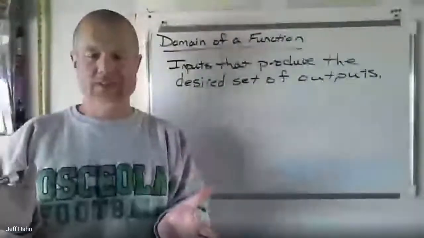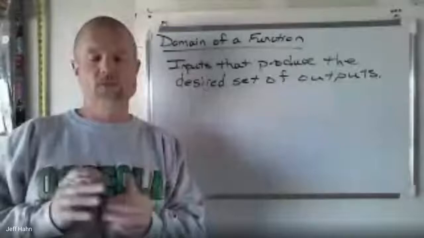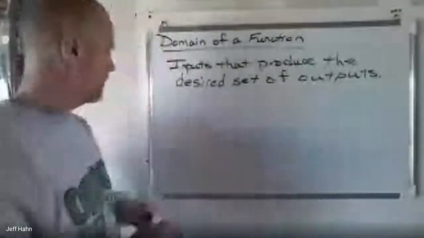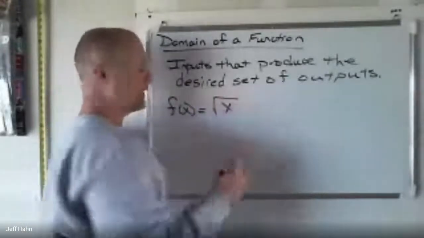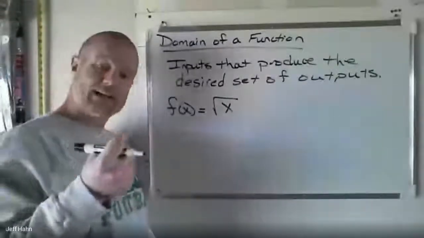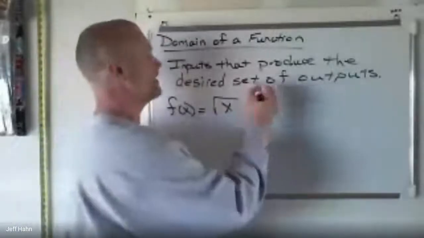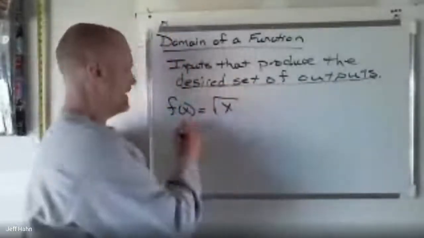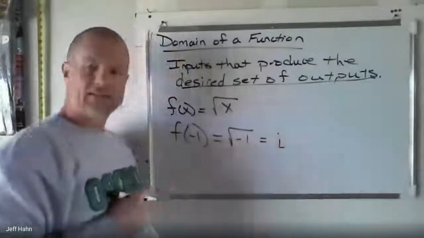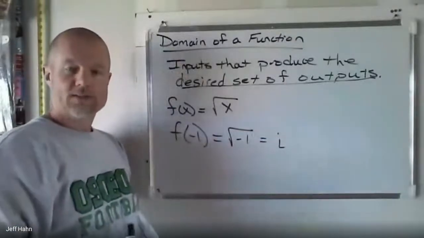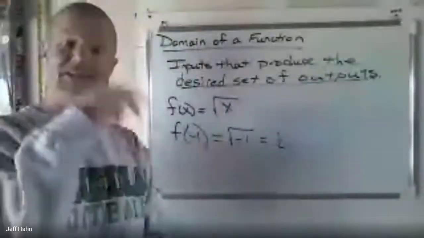There are only a few different functions that we deal with in Algebra 2 that don't like certain inputs. One of them is the square root function. So f of x is equal to the square root of x. That function will take anything in there and produce an output, but some of the outputs are what we don't want, because the desired set of outputs are real numbers. If I did f of -1, that's the square root of -1, which is i. That's an imaginary number, and we just typically don't want to deal with imaginary numbers in a function. We want the function to take in real numbers and output real numbers.